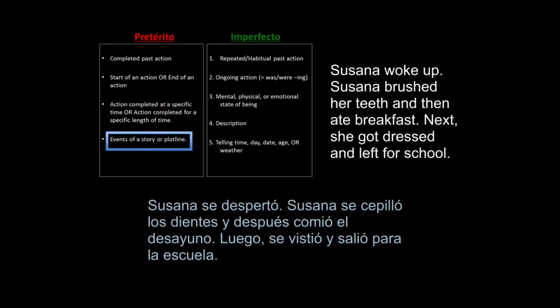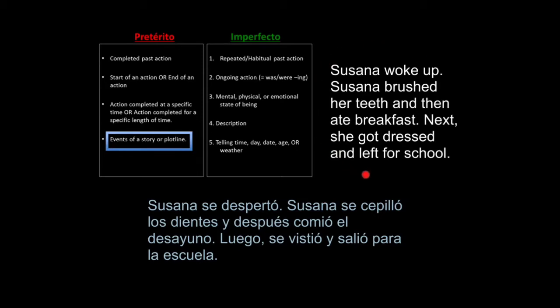Finally, another use of the preterite is to explain a series or sequence of events, such as what you might see in the plot of a story. One way to look at this is to evaluate the series of sentences to determine if they are sequential or chronological, meaning bound by time, or perhaps like a chain reaction or cause and effect. Here is an example of what this could look like.